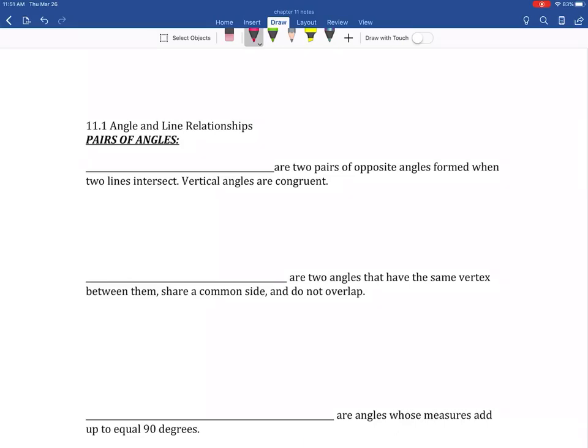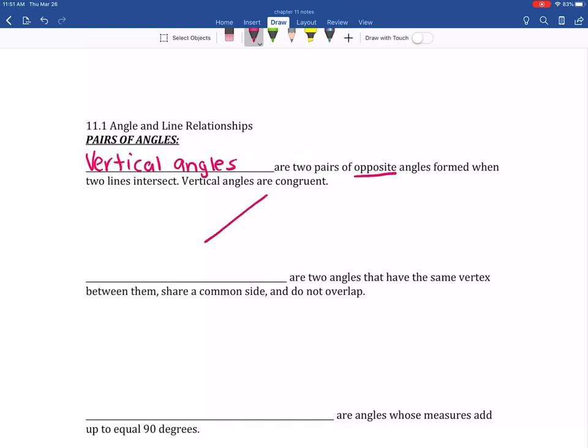Alright, welcome to Chapter 11, Section 1, Angle and Line Relationships. So we're going to start off with pairs of angles. The first pair we have is called vertical angles. Vertical angles are two pairs of opposite angles that are formed when two lines intersect.